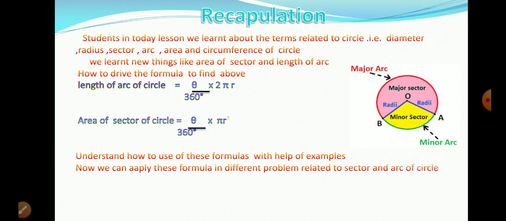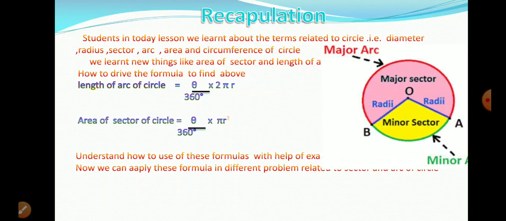Now with this picture we can easily understand what the main components of a circle are. These are related to sector and arc. The lines shown in red color are the major arc, the lines shown in green color are the minor arc. The portion of the circle shown by yellow color is the minor sector, and the portion of the circle shown by pink color is the major sector. The blue lines are the radii of the circle, that is OB and OA.